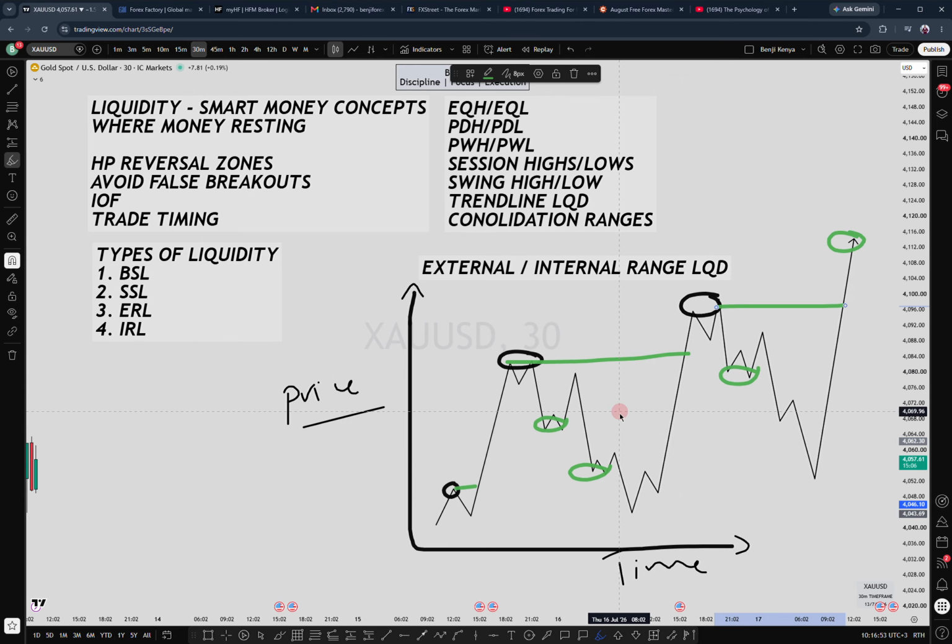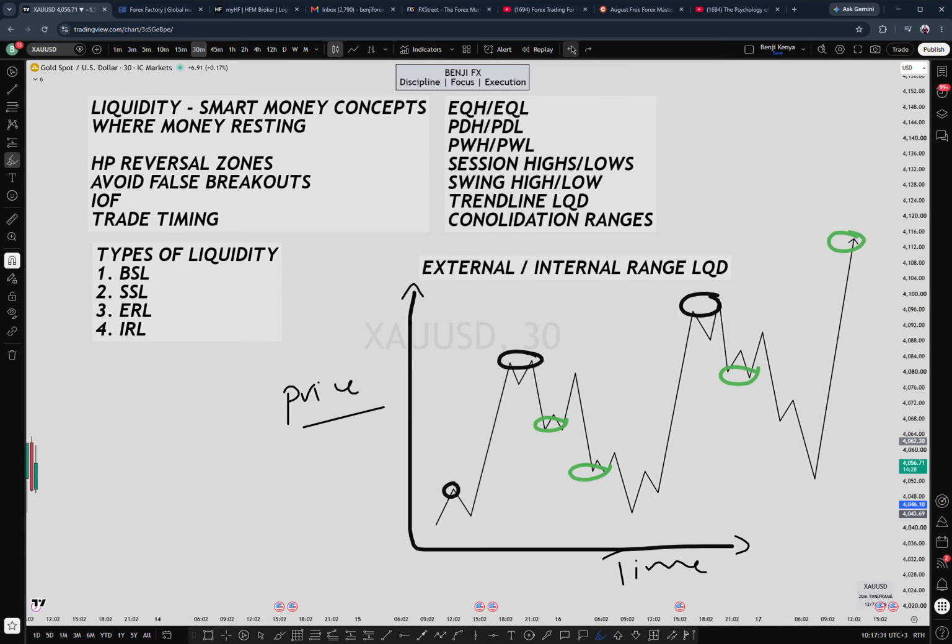So the internal structures are found inside a particular swing high or swing low, within that area. External range liquidity is liquidity that is resting outside the current trading range. So we can have previous day high, previous day low, weekly high, weekly low, monthly high, monthly low, and this often acts as major targets for price. Most of the time, the market will always move from internal liquidity to external, or from external liquidity to internal liquidity. I want you guys to understand that.